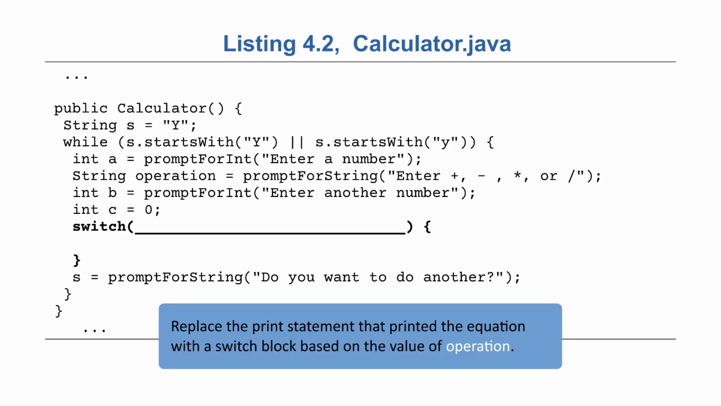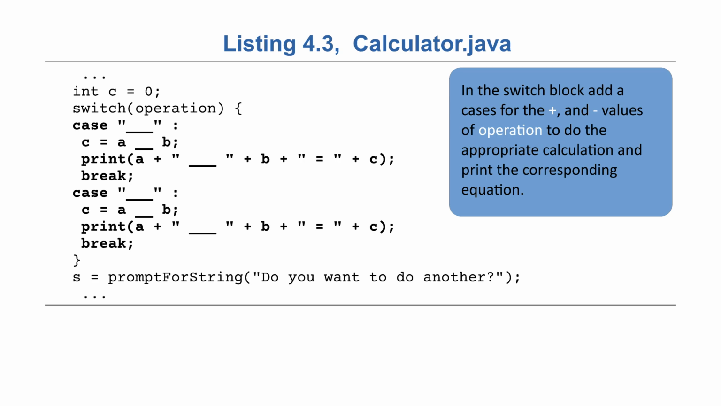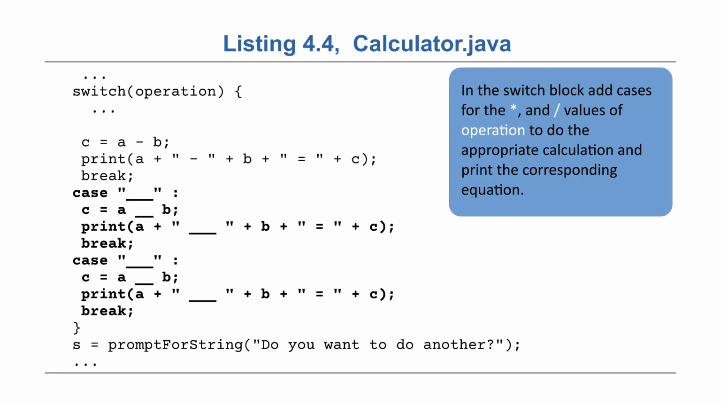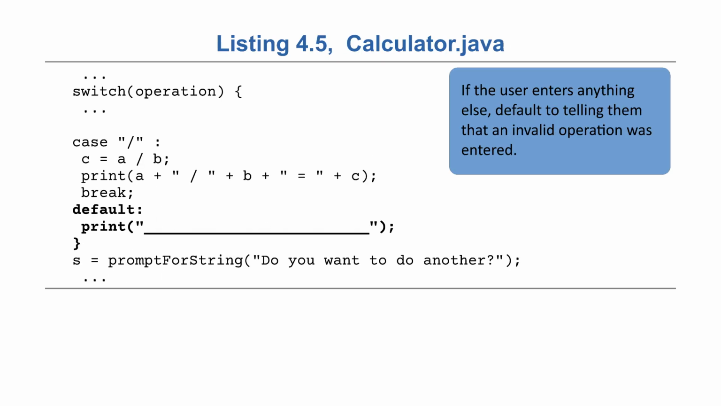Next, replace the print statement that printed the equation with a switch block based on the value of operation. In the switch block, add a case for the plus and dash values of operation to do the appropriate calculation and print the corresponding equation. Then add cases for the asterisk and / values of operation to do the appropriate calculation and print the corresponding equation. Then, if the user enters anything else, default to telling them that an invalid operation was entered.